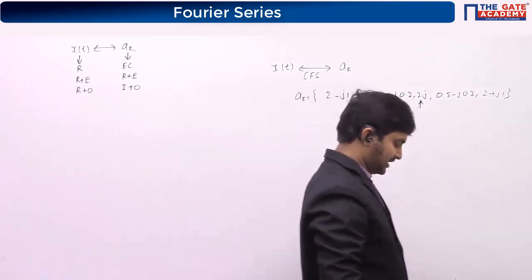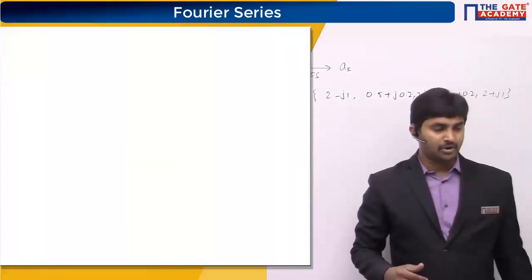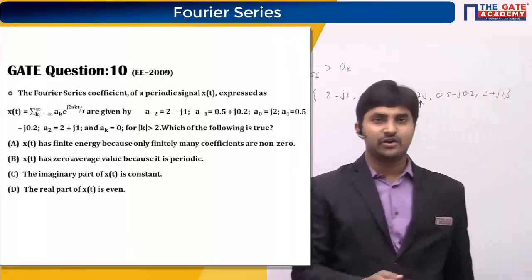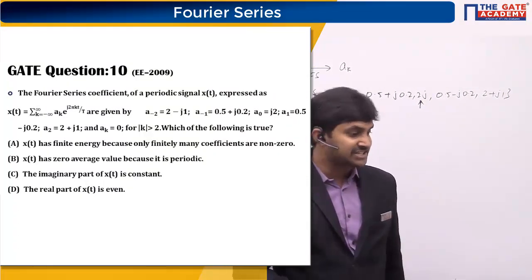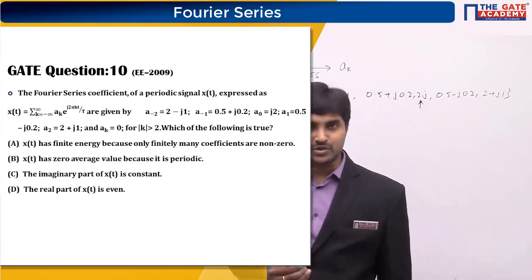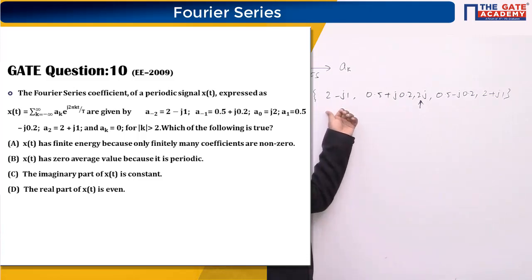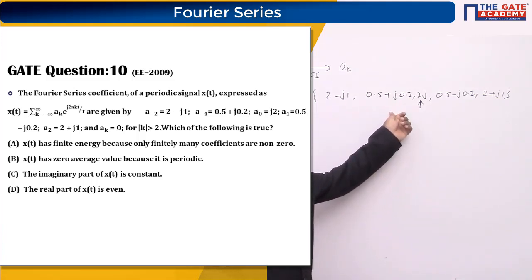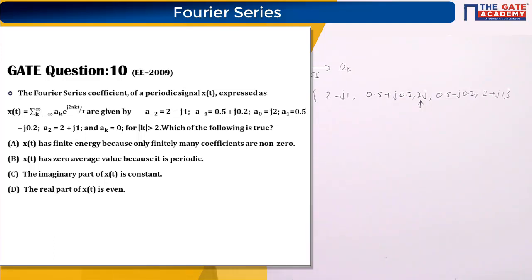These are some things that we have learned in the last class. Now let us look at the first option. In the question, it's given that x of t has a complex Fourier series coefficient AK, because the formula suggests the same thing. The values of AK are mentioned in the question as 2 minus j, 0.5 plus j, 0.2, 2j, 0.5 minus j, 0.2, and then you have 2 plus j.